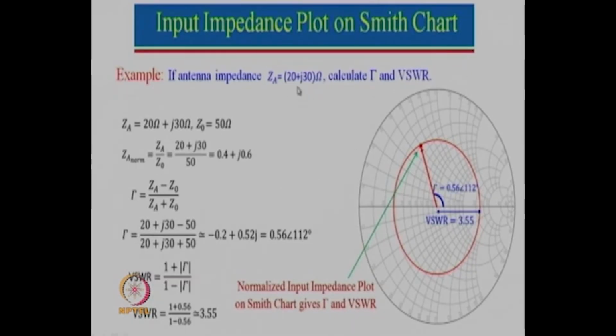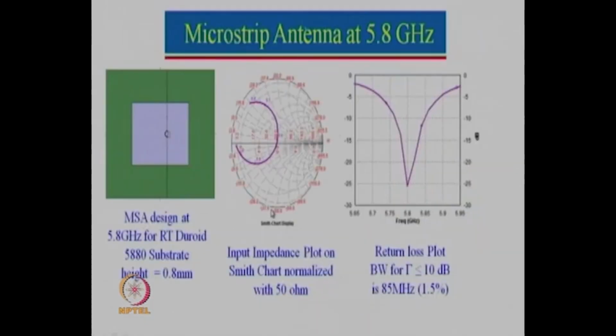For example, let us say instead of 20 plus j 30, you can take 10 minus j 100. So, 10 normalized will be 0.2, that will be somewhere here, and minus j 100 normalized will be minus j 2. So, 0.2 you go over here somewhere to minus j 2, so that will be the point, and then you can draw a circle and note down what is the VSWR. Correspondingly, you can do the calculation to verify your results.